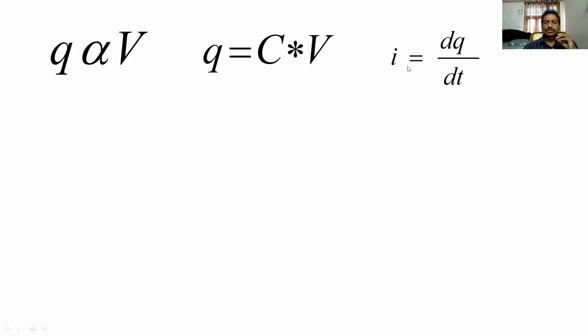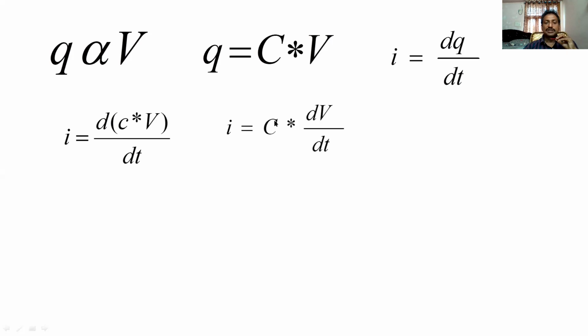As per current principle, you know what current is: the rate of flow of charge, or the rate of change of flow of electrons, is called current. Substitute Q into this: C is constant, so I is equal to C into dV by dt. That is the current flowing through the capacitor.